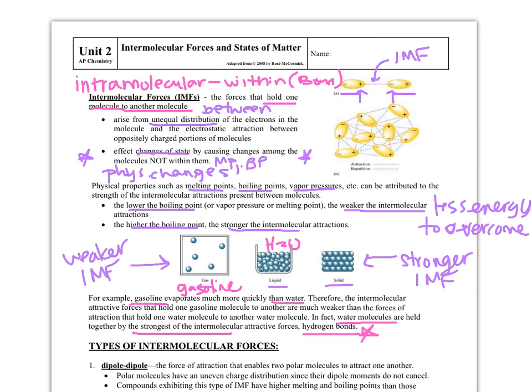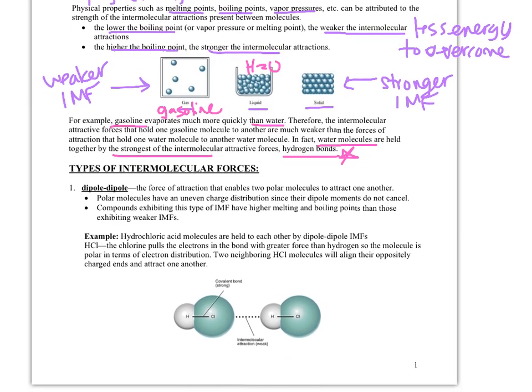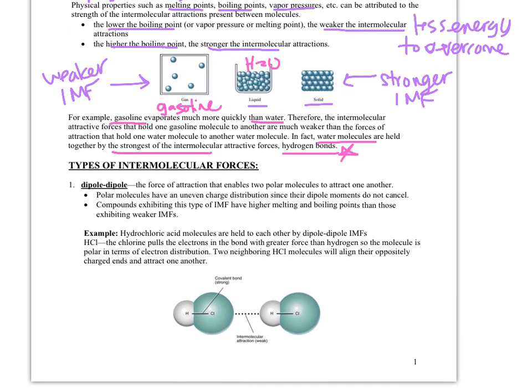So the types of intermolecular forces, we're going to spend a little time on this. Okay, so we're going to do these types of intermolecular forces. These are going to be strongest to weakest, so that way you can kind of put them in reference. So we're going to start with our strongest, which is dipole-dipole interactions.